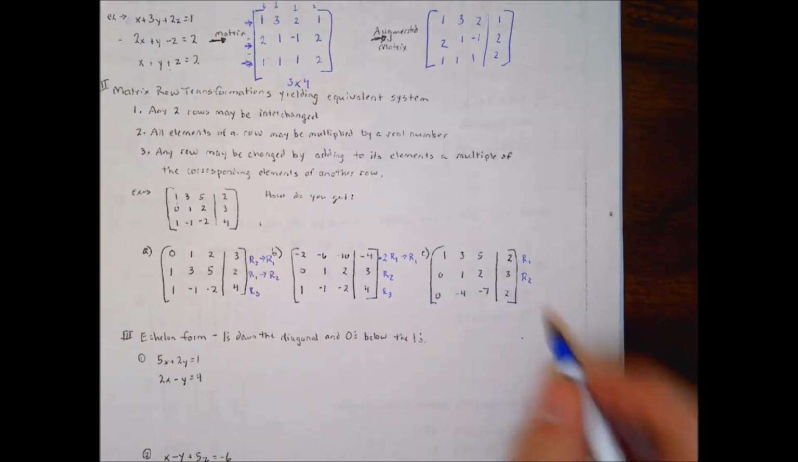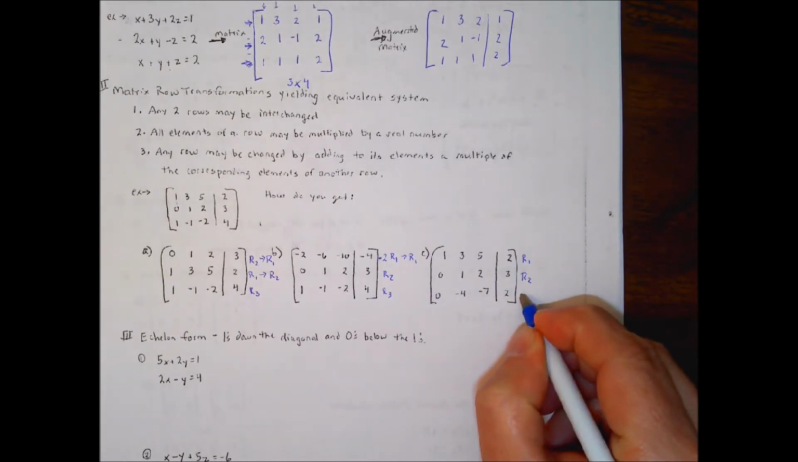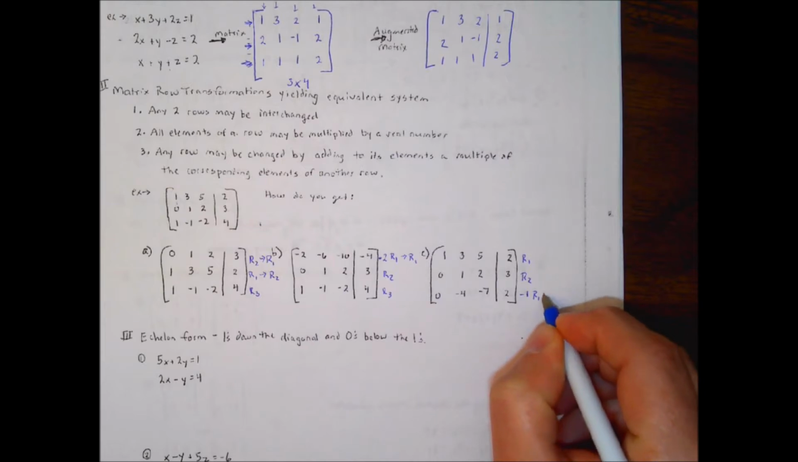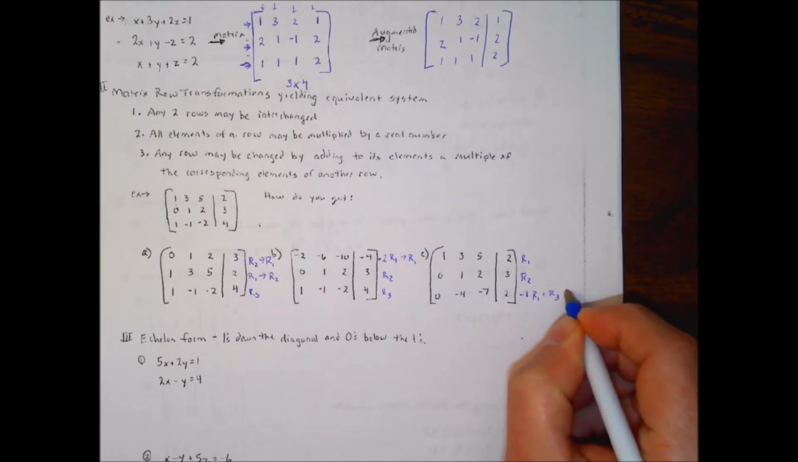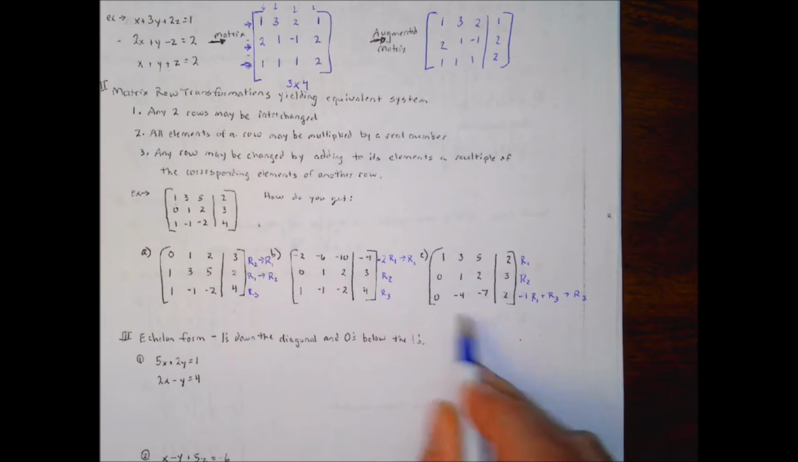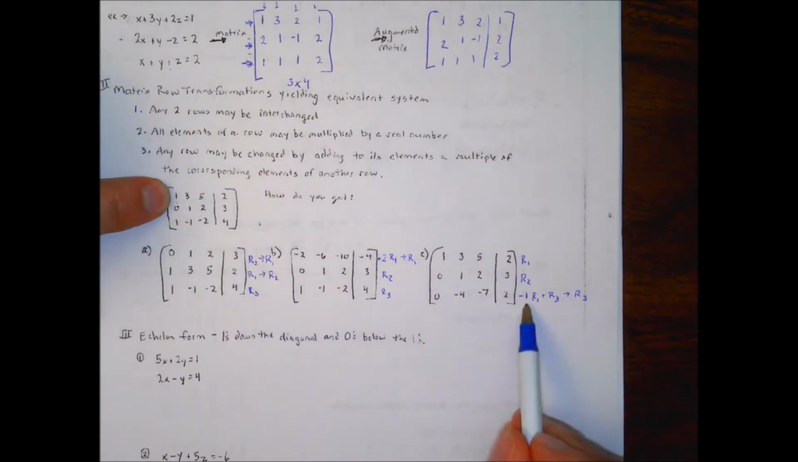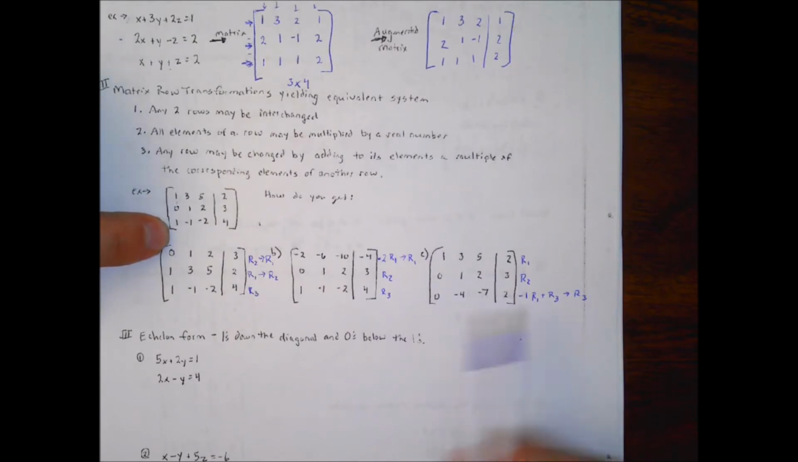Okay, so what if I would take -1 times R1, and then I add it to R3, and then put it into this R3 here. Okay, so let's see if it works. So I take -1 times 1 is -1, plus 1 is 0. Okay, try the next one.